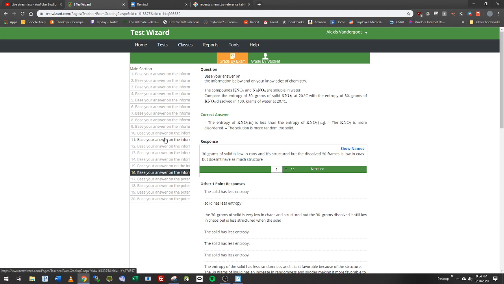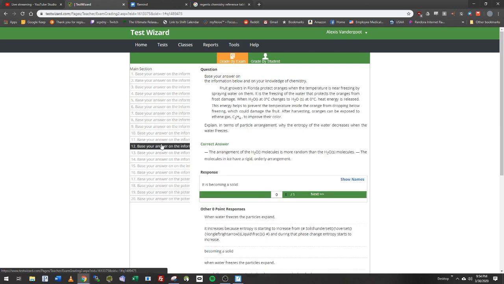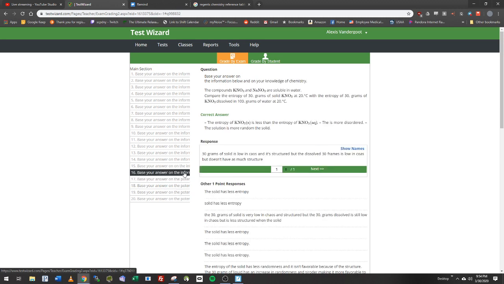Okay, question number 16 is pretty much just like what happened with question number 12, but in 12 they were very specifically talking about the particles' arrangement, whereas in number 16 they didn't give you that stipulation. When you use the word compare, you have to say which one is more, which one is less, or that they are equal to each other. If you say more, you have to tell me which one is more. If you say less, you have to say which one is less.